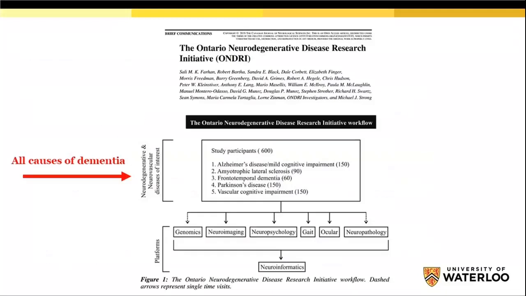So the causes of dementia in NDD are Alzheimer's, ALS, frontotemporal dementia, Parkinson's disease, and vascular cognitive impairment or stroke. They are the disease sections of the ONDRI study. And then we have investigation platforms of genomics, neuroimaging, neuropsych, gait, ocular, and neuropathology.